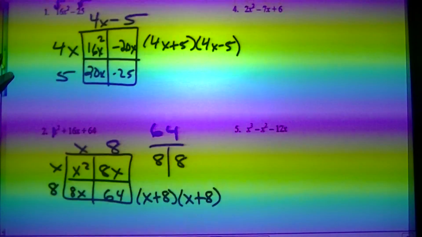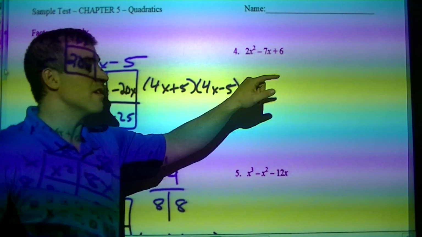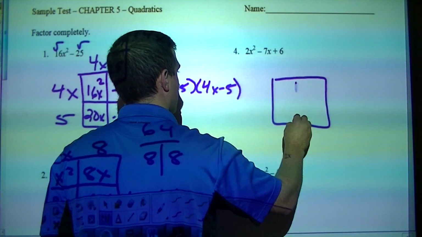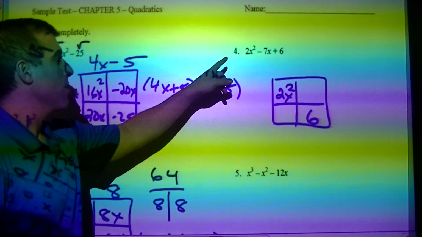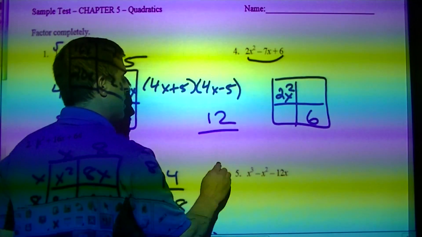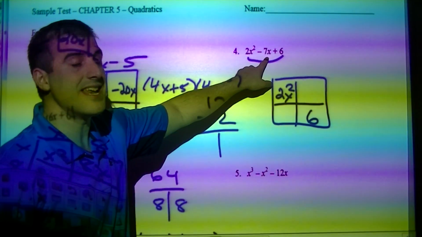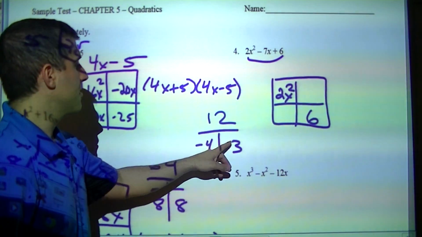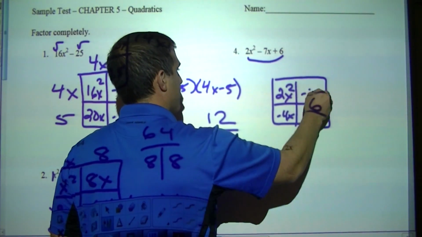I'm going back up here to number 4. I can't take out any variables. I can't take out a number, so I'm going right to my boxes: 2x squared and 6. If I multiply these, I get 12. What I'm looking for is a set of factors of 12 that would add up to negative 7. That's negative 3 and negative 4. They multiply together to get me that, and they add together to get me that. So that's negative 4x, negative 3x.